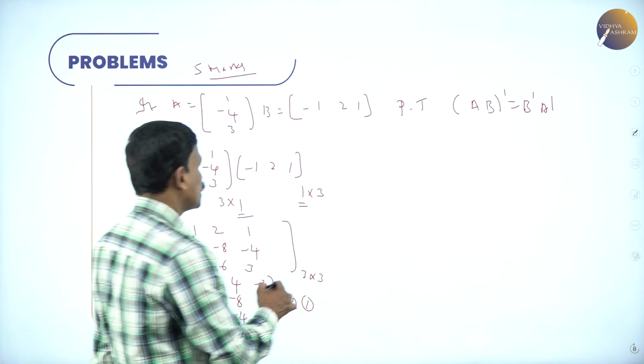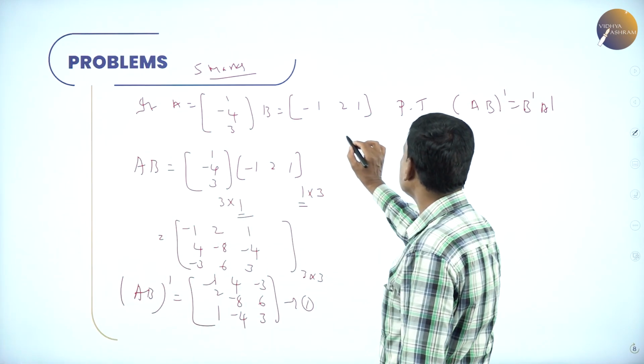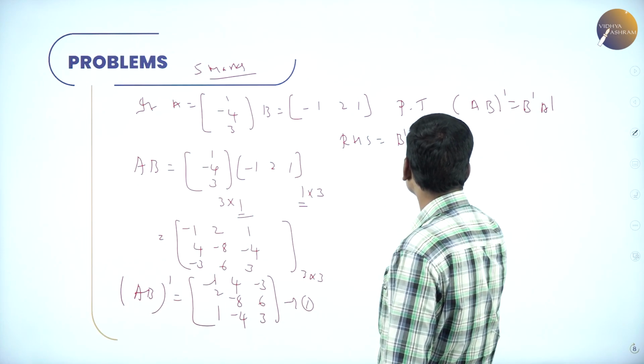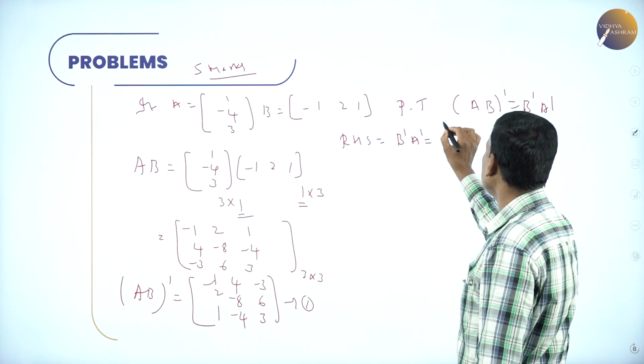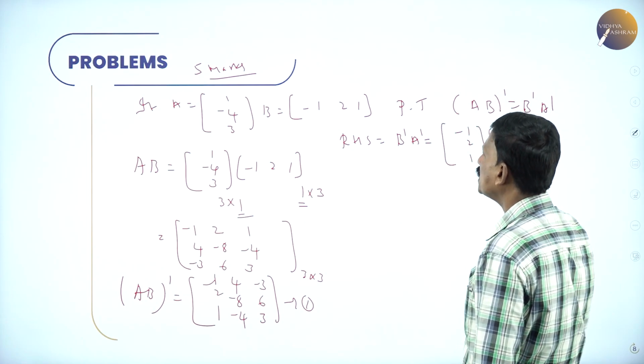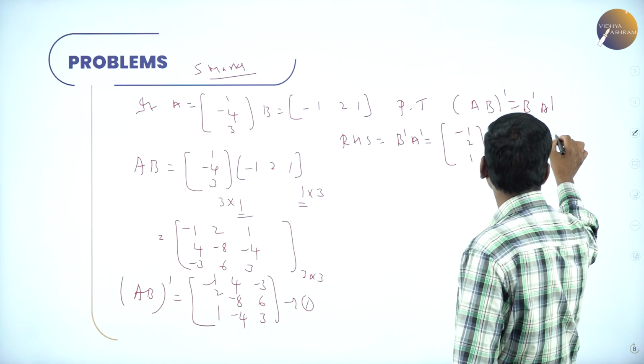Now come to the right hand side, RHS. That is the reversal law of transpose, B dash into A dash. Now write out B dash. What is B dash? Minus 1, 2 and 1, into A dash. A dash is equal to 1, minus 4 and 3.